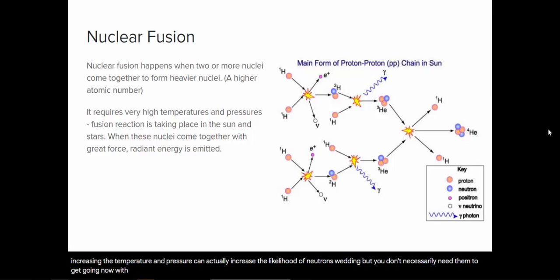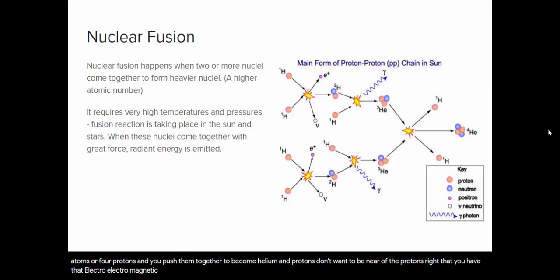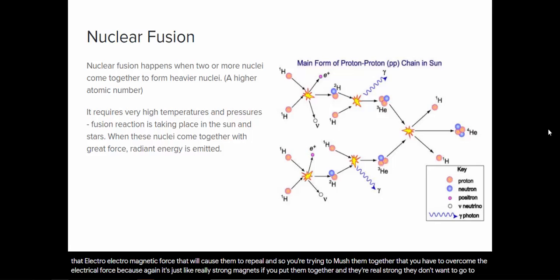Now, with fusion, you have to have very high pressure and temperature because essentially what you start with is 4 hydrogen atoms or 4 protons, and you mush them together to become helium. And protons don't want to be near other protons, right? Then you have that electromagnetic force that will cause them to repel. And so you're trying to mush them together, but you have to overcome that electrical force. Because again, it's just like really strong magnets.